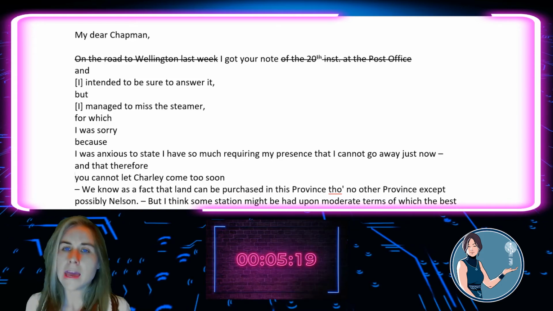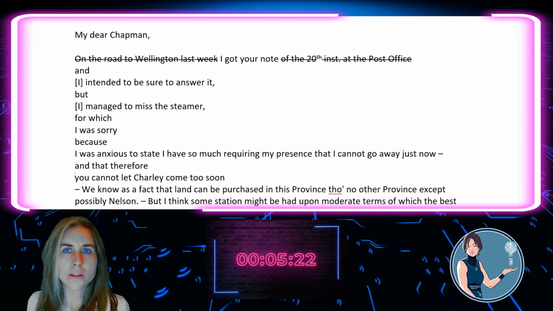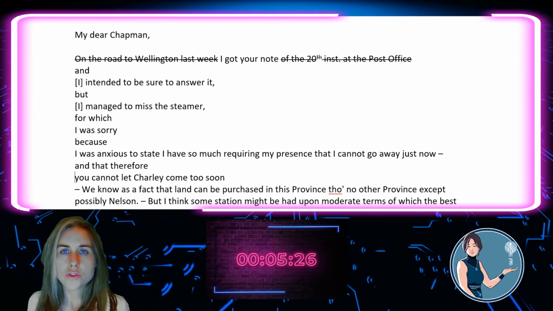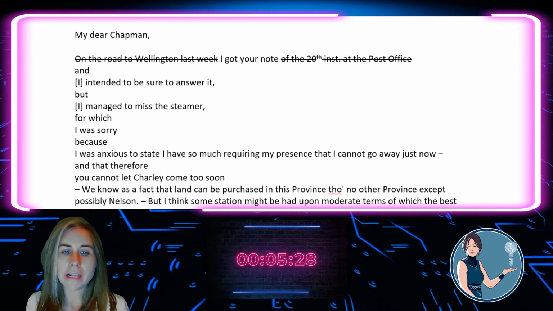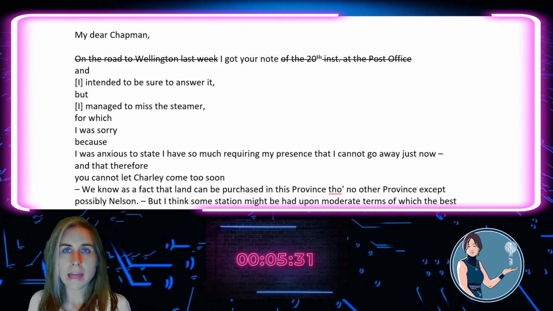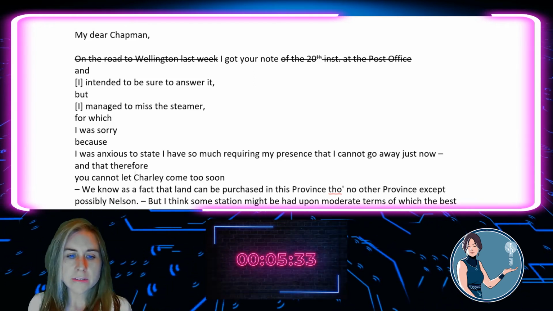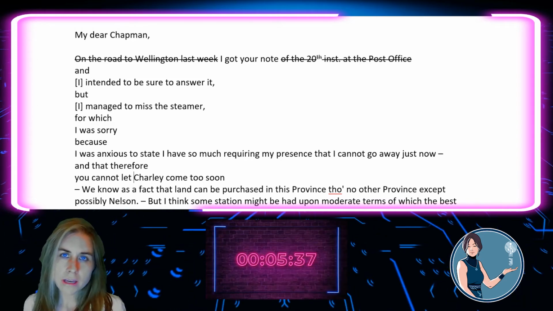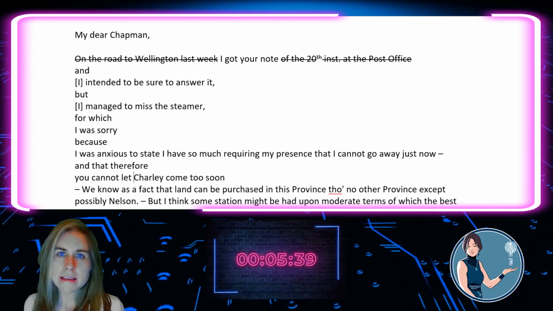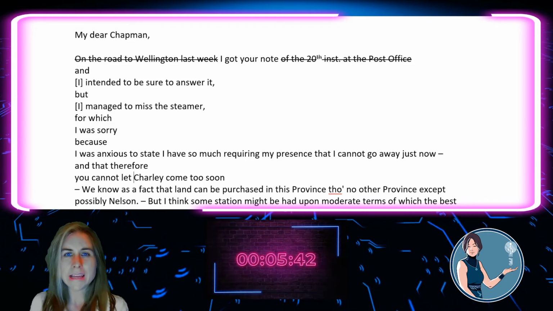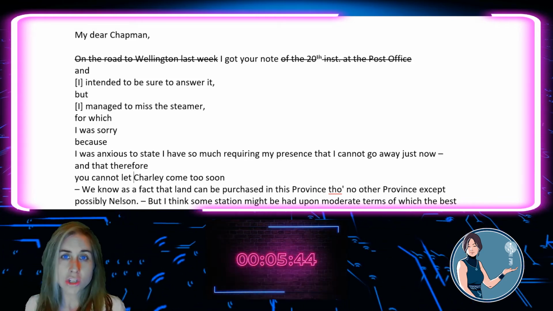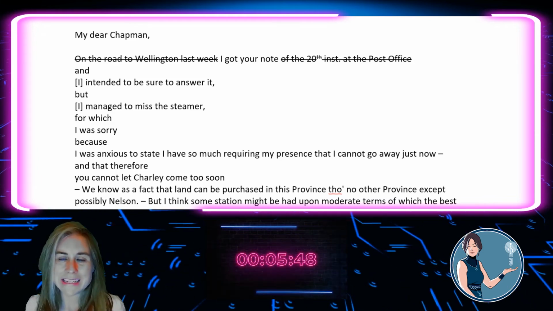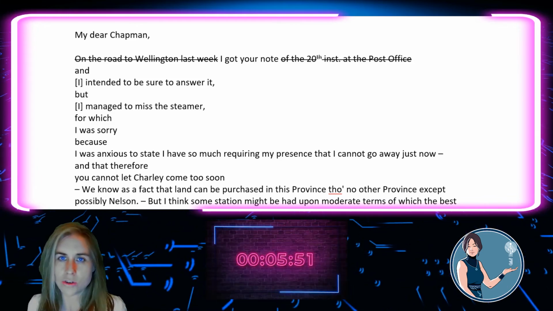"Cannot" is not a verb on its own. We actually need to have the second half of that verb. Cannot drink, cannot sleep, cannot let. So "cannot let" is our verb, which leaves "Charlie come too soon." Now, "Charlie come too soon" implies that there is either an object or an indirect object, that is Charlie. But we have to sort of think about what type of verb "let" is. Is it a transitive or an intransitive verb?